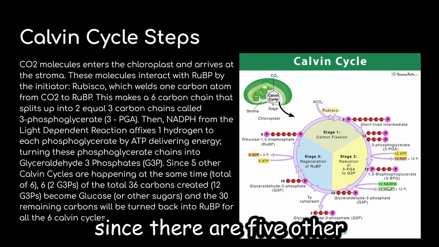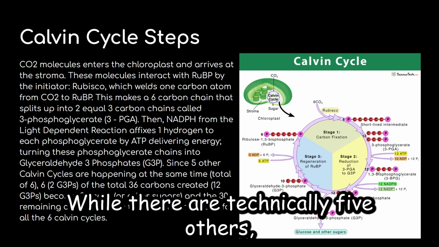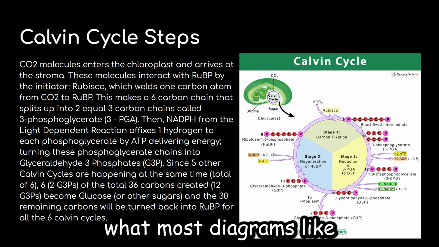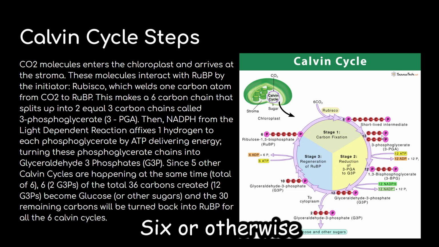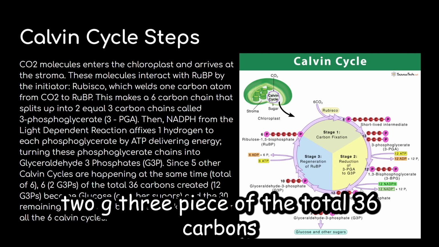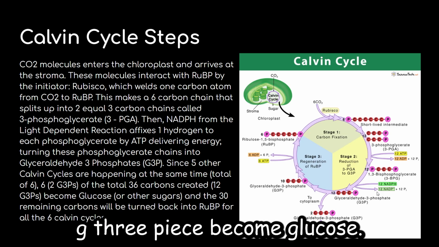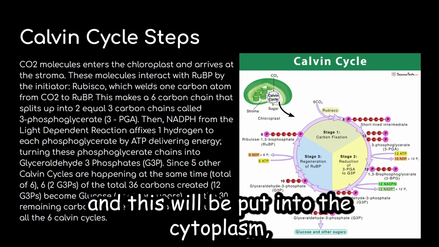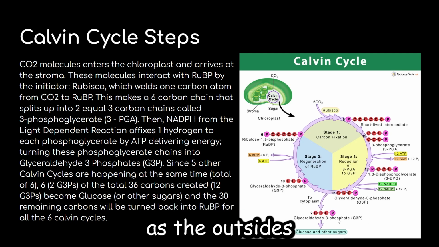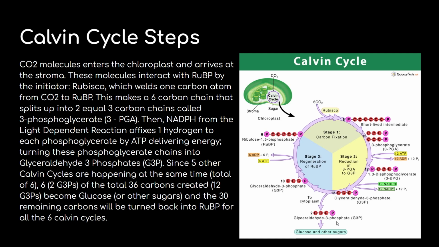Since there are 5 other Calvin cycles happening at the same time, most diagrams like this one will combine all 6 together, so it's not too much happening at once. 2 G3Ps of the total 12 G3Ps, out of 36 carbons, become glucose. This is what you see here, and this will be put into the cytoplasm, otherwise known as the outside of organelles, but the liquid within the cell membrane.